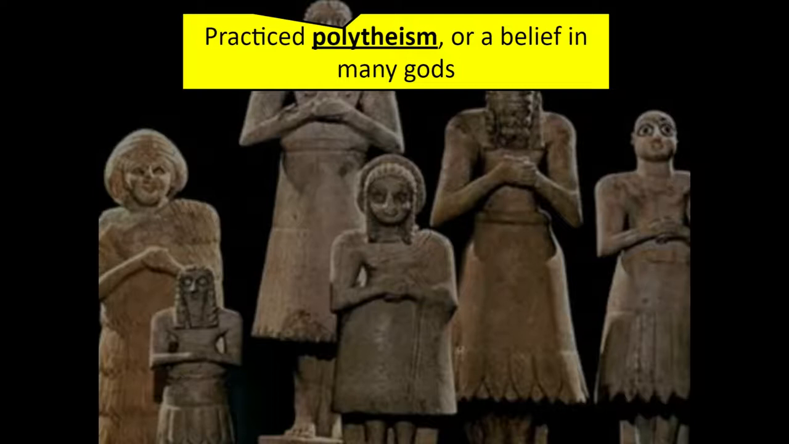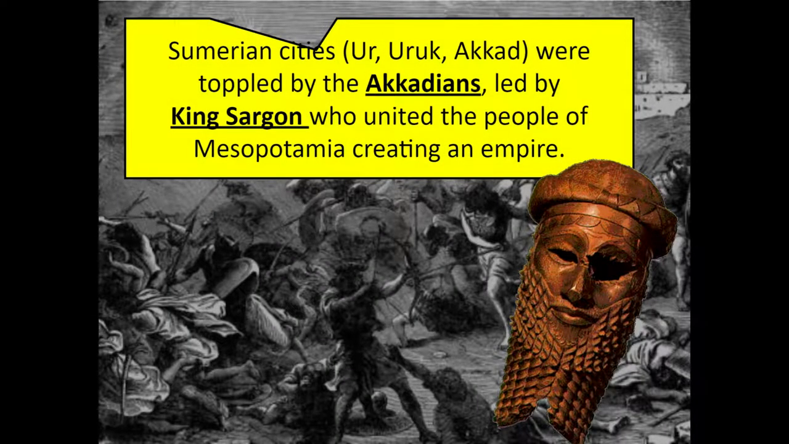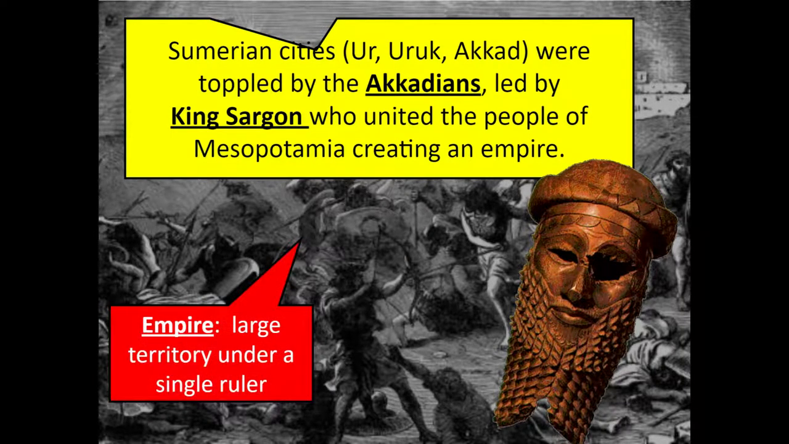Religion, another part of being a civilization. Mesopotamians practiced polytheism, or a belief in many gods. They worshipped in a temple called a ziggurat that looks a lot like a pyramid. Sumerian cities Ur, Uruk, and Akkad were toppled by the Akkadians, led by King Sargon, who united the people of Mesopotamia, creating an empire. An empire is a large territory under a single ruler, and this is one of the first examples we have of an empire.